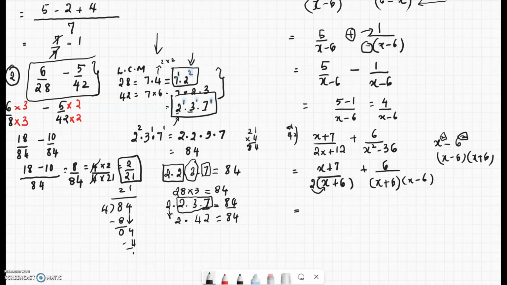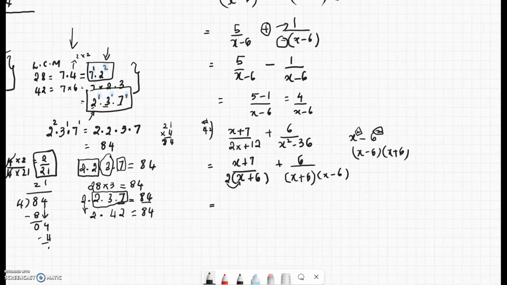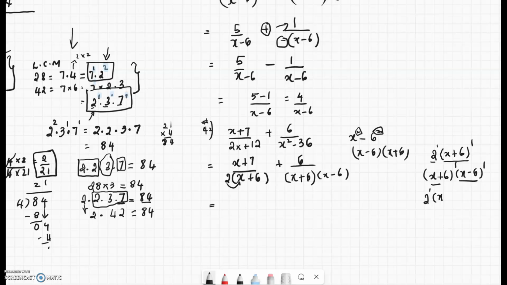So now that you've completely factored the denominators, you have to find the LCD. Look at the two denominators here. One of the denominators is 2 to the 1, x plus 6 to the 1. The second one is x plus 6 to the 1 times x minus 6 to the 1. Look at all the factors and look at the exponents. Look at each factor. Pick the largest: 2 to the 1. Pick the largest x plus 6: that's x plus 6 to the 1. Pick the largest x minus 6: it's x minus 6 to the 1.